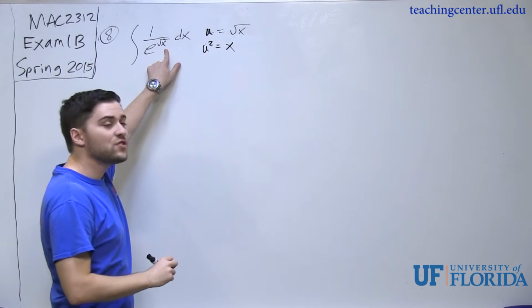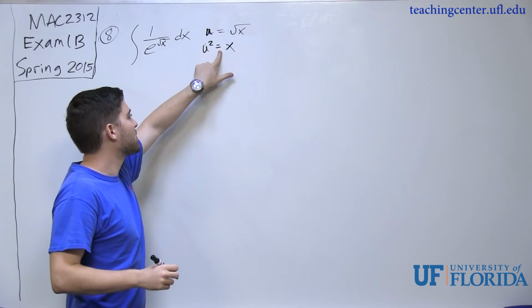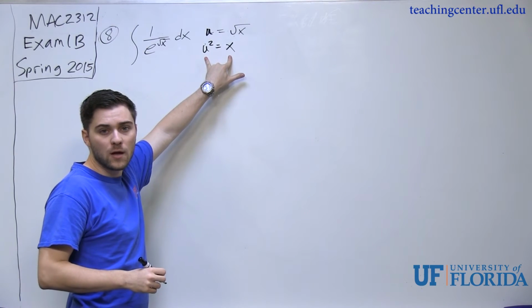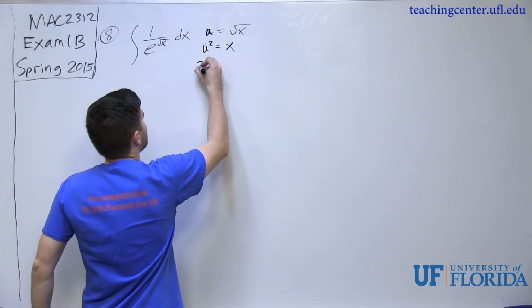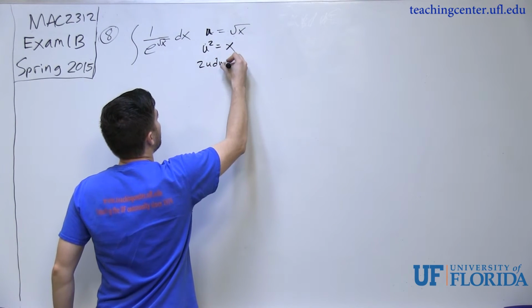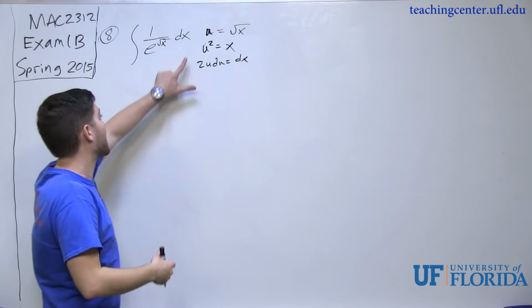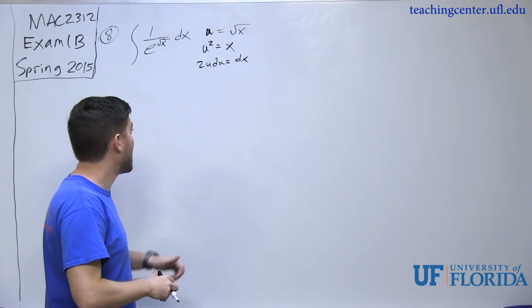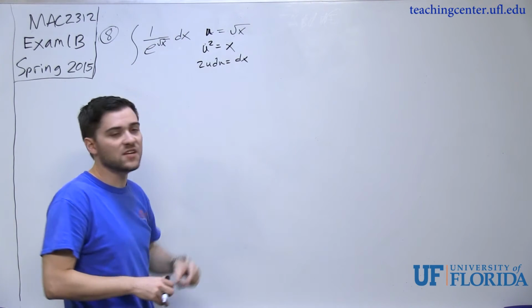So I still have a definition for square root of x. That hasn't changed. All I've done is take my substitution and squared it. And now what I can do is take the derivative of this. So I end up with 2u du is equal to dx. Well, okay, so that actually helps me in this case. So now I've basically said that 2u du is equal to dx.